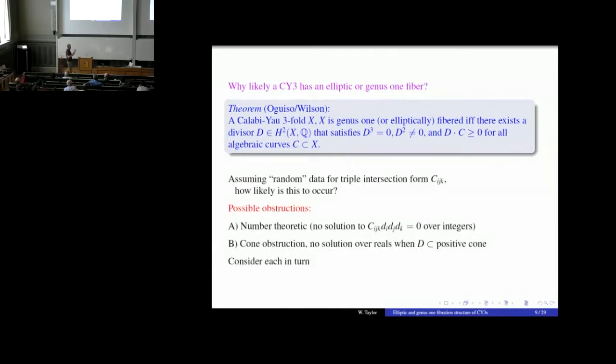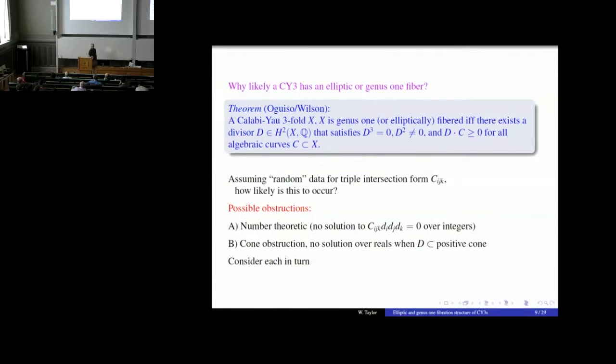So before we start to analyze which Calabi-Yaus are elliptic or genus 1, let's just talk about what that means. Again, kind of a physicist's approach, imagine we have a random triple intersection form. How likely is it that there exists some divisor satisfying D^3 = 0? Well, there are two possible things that could go wrong with solving that cubic Diophantine equation. The first thing that could go wrong is there could be some number theoretic obstruction. It could be that there's no way to solve that cubic equation over the integers.